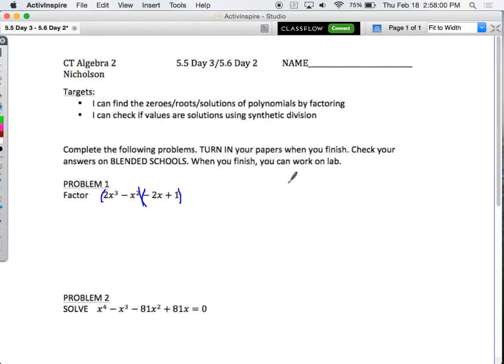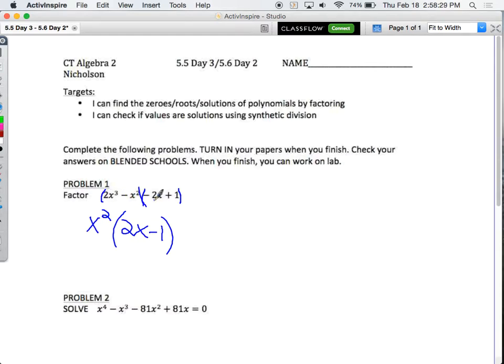Okay, so group the first two, group the second two, and then take the greatest common factor out of each group. So the greatest common factor of 2x cubed minus x squared, you take the lowest power out. So we're going to take out an x squared. Left inside, we would have 2x minus 1. Okay, this first term here is factored. Go ahead and factor the second term.